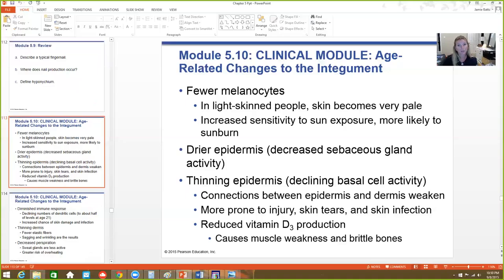You have a decline in basal cell activity, so you're not going to have as many epidermal layers. Your stratum corneum isn't going to be as thick, which means your connections between your epidermis and dermis are going to weaken. You're going to be more prone to injury and tears and infection. That also means you're going to have reduced vitamin D production. It's going to cause your muscles to be very weak and cause your bones to be more brittle because of the absence of vitamin D.